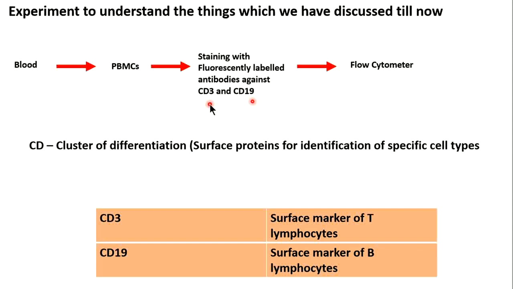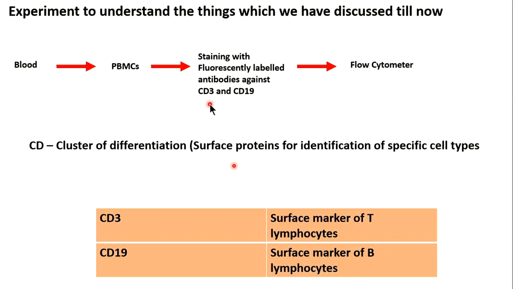For the people who don't know about CDs, I will give quick information. CD is a cluster of differentiation, meaning these are surface proteins present on different types of cells, okay? By utilizing these CD proteins, we can phenotype the cells. Phenotyping the cells means if somebody asks me how many types of T cells you have, then I give the answer.